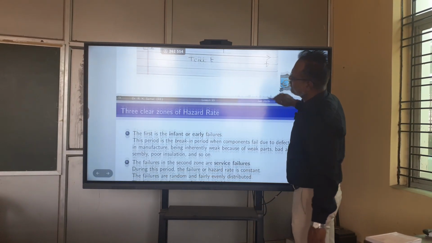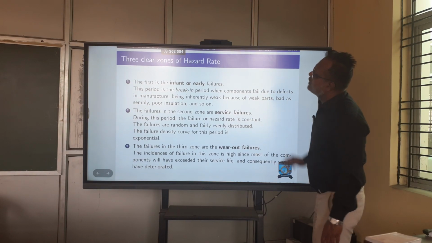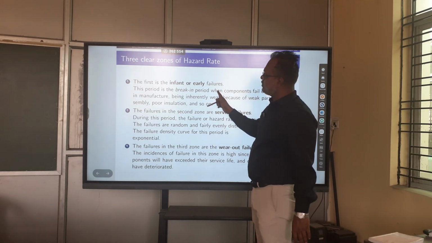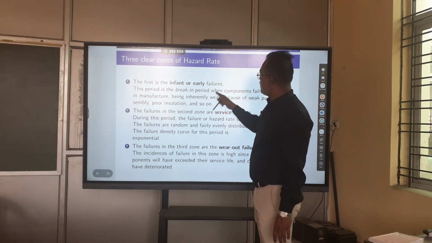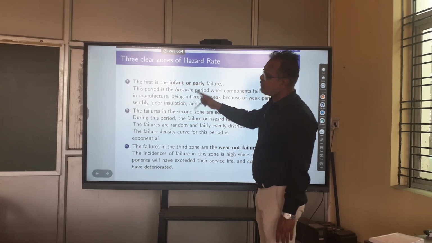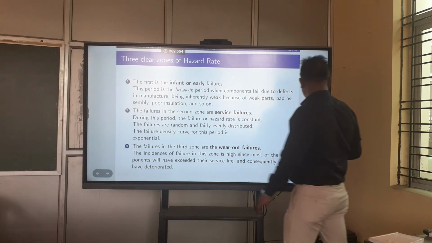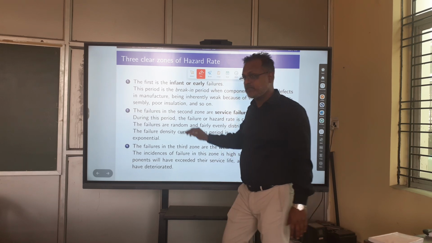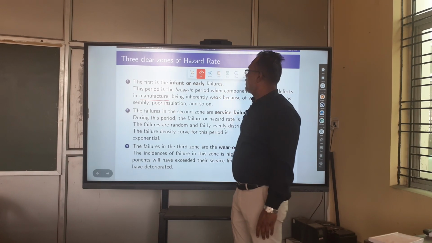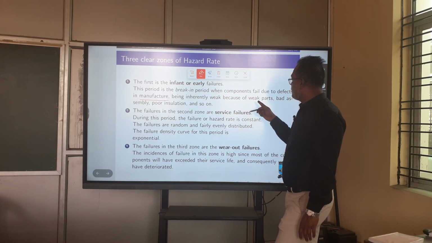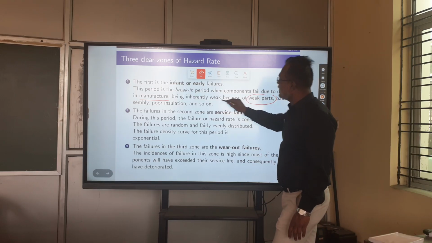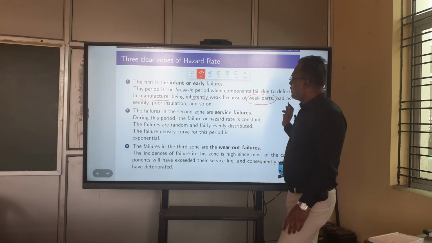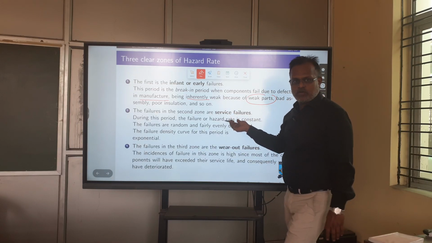So now we will see the explanation for this. There are three clear zones. The first is the infant or early failure. This period is the breaking-in period when the components fail due to defects in manufacturing. These are manufacturing defects, so you can't do anything about it. That's why they give warranty. They are inherently weak because of weak parts. Manufacturing problem, nothing can be done about it. Bad assembly, poor installation, and so on.